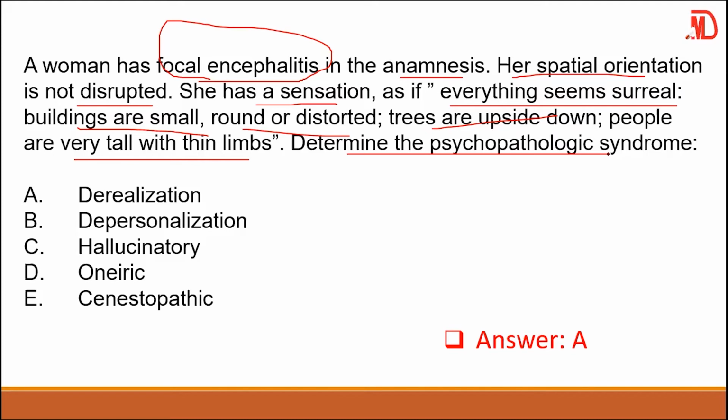Now, depersonalization talks more of a feeling of being disconnected or detached from your body. You feel like you are not the one talking or doing these things that the person is doing. Meanwhile, you're the same person, but you feel like you're not. So you are more or less detached from yourself, and hence we call it depersonalization. But that's not the case in this question. So your answer is A.